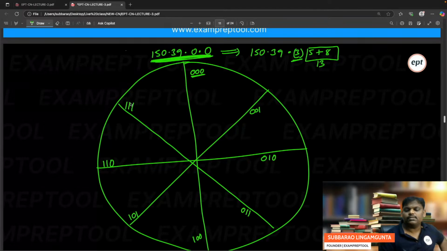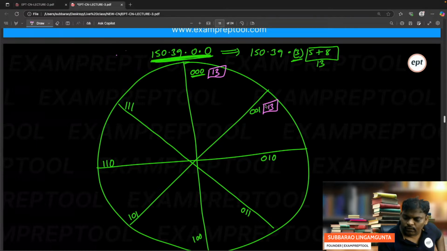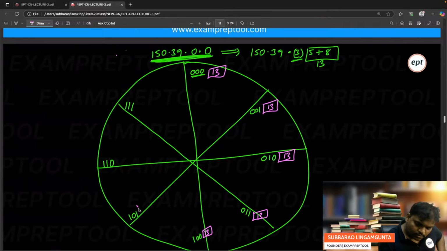Something like this. So followed by 13 bits are there. You need not be confused. Followed by 13 bits, from 13 zeros to 13 ones.